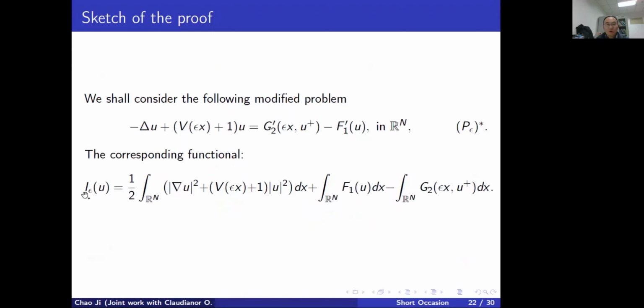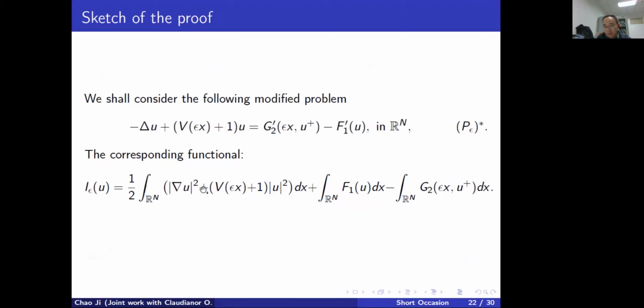Okay. So we will consider this modified problem. The functional of this problem corresponding to it is this. It's easy to construct a mountain pass path for this functional. But the second step is to verify the boundedness of this functional.